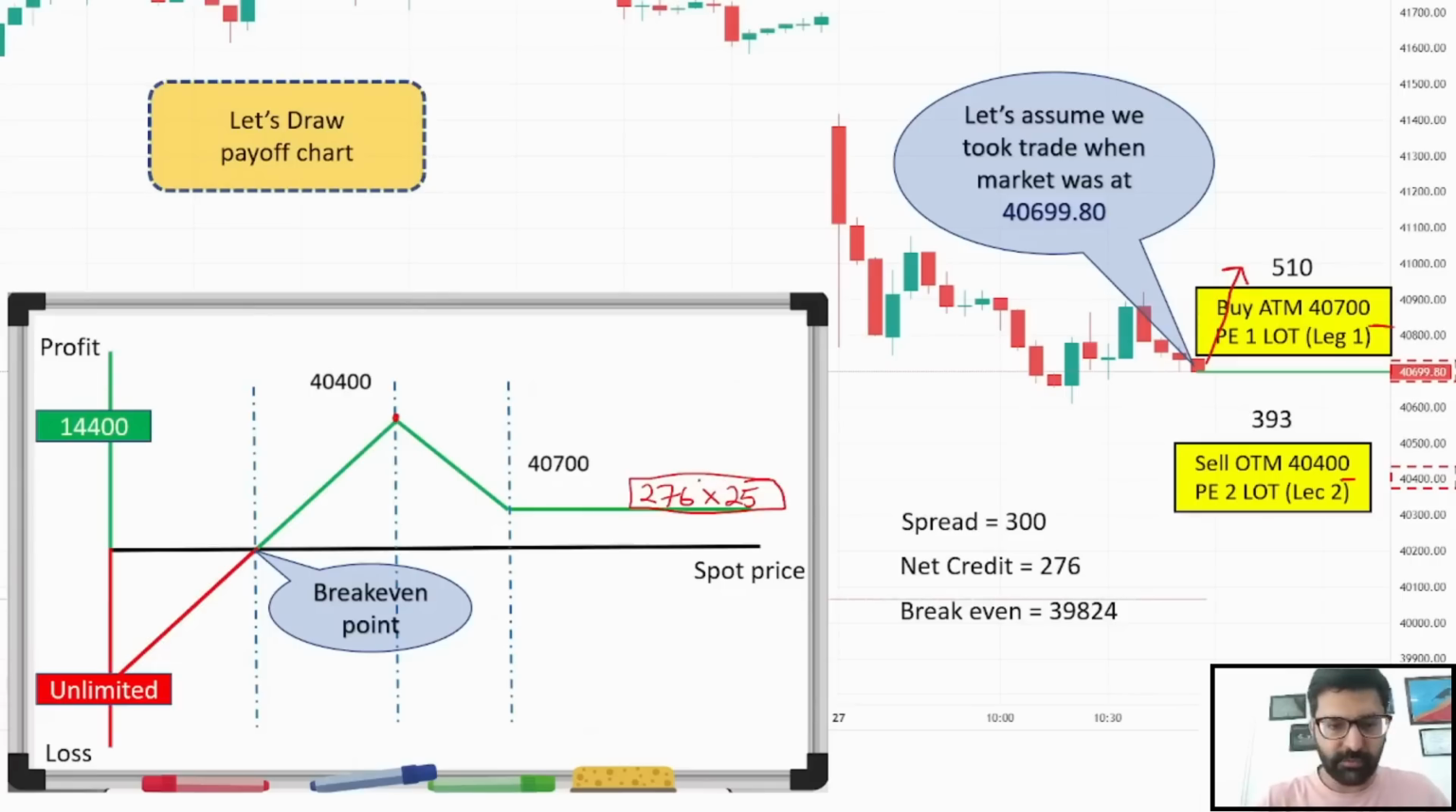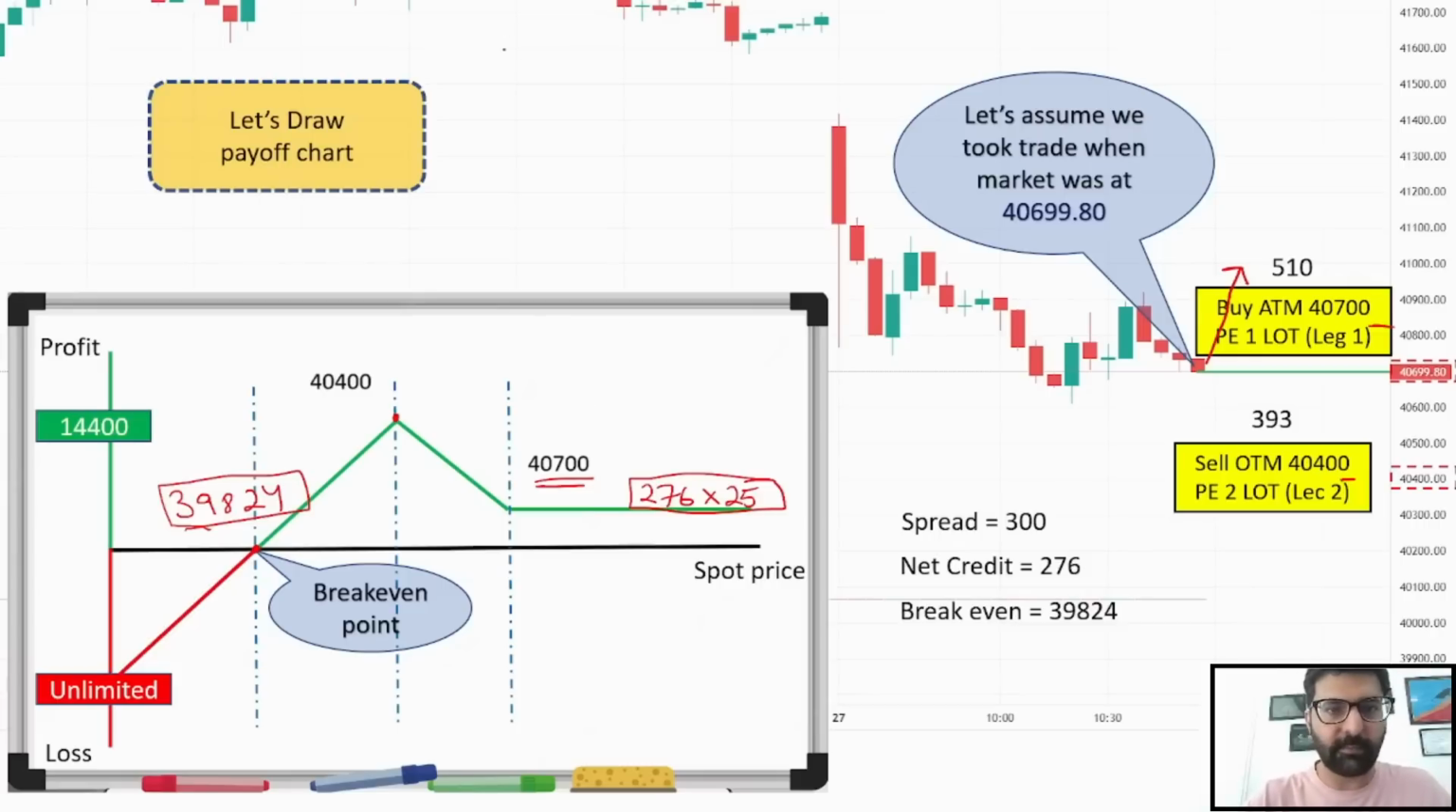Okay. And the break even point here is, as we've discussed, going to be 39,824. Okay. So this is the plot. We get a very big range, as you can see. We're creating this at around 40,700, and we remain profitable for a good 2%, right, till 39,824. So you get a lot of time for markets to settle down and move in your favor. You don't need to adjust immediately. Once we are closer to the break-even point, that is when we should think about adjusting.